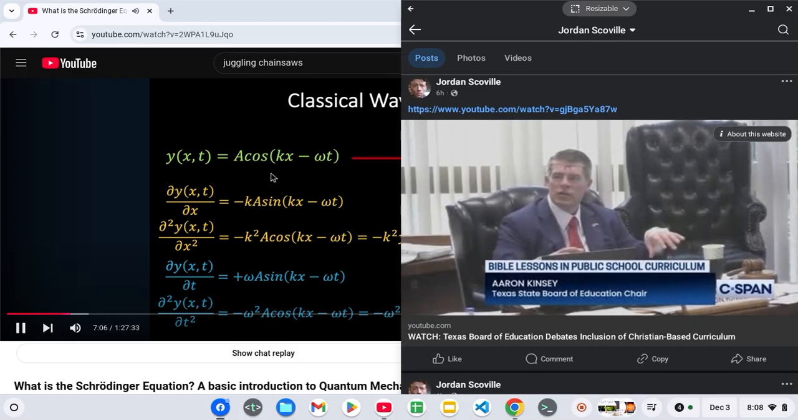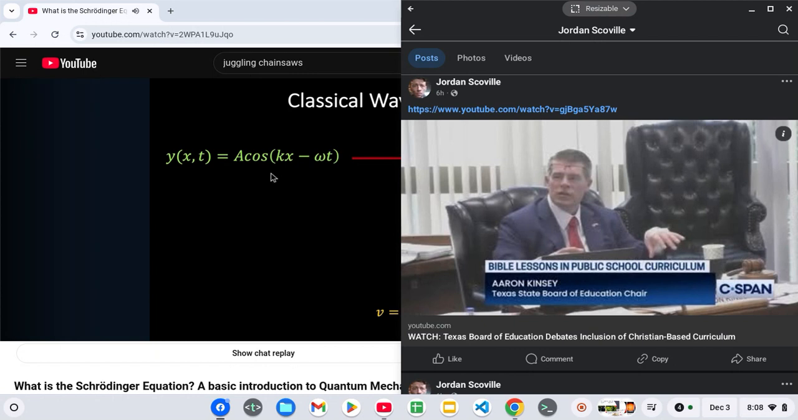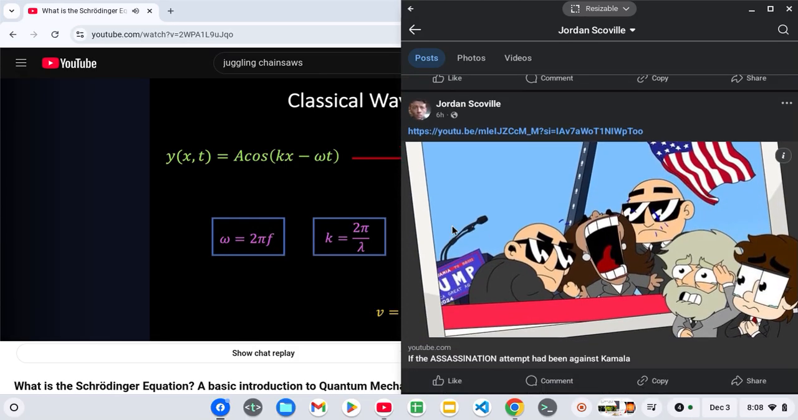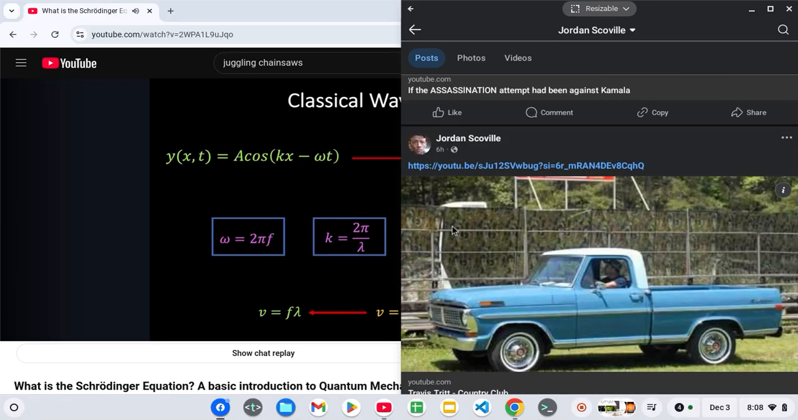And therefore we see that this displacement function is indeed a solution to the wave equation, provided that v equals omega over k. If we then substitute in the definitions of omega and k, we see that this constraint is none other than the famous velocity, frequency and wavelength relation v equals f lambda.